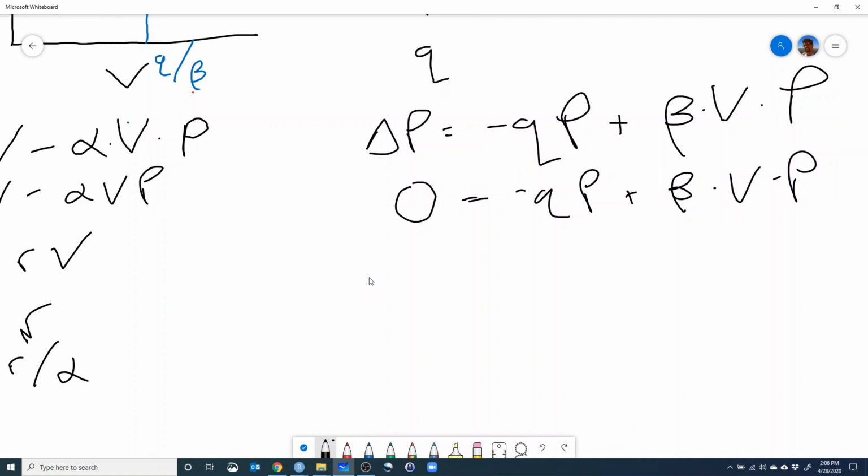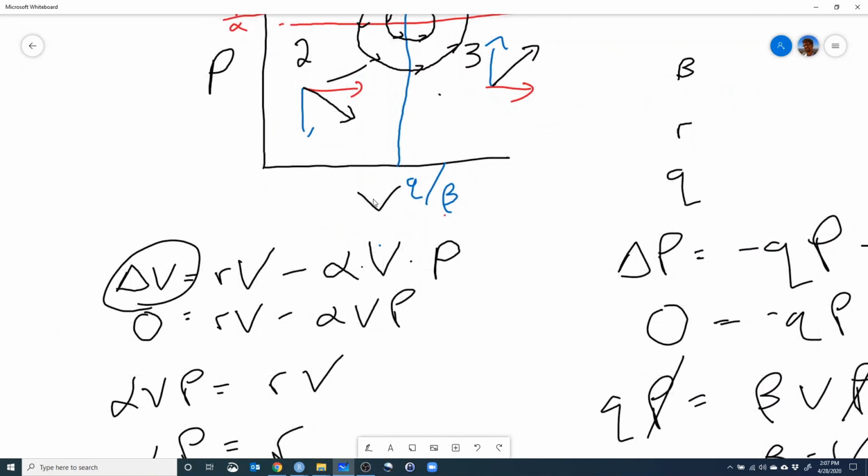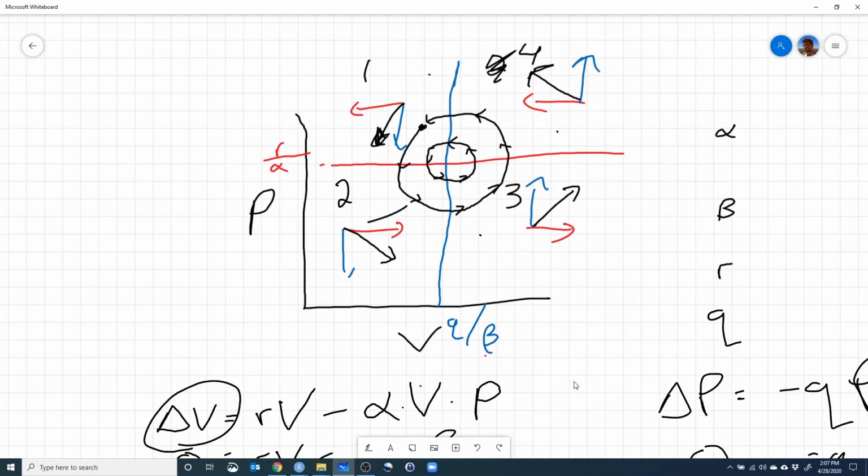And now we can say QP is equal to beta VP. We can get rid of the P's. Q equals beta times V, and V is equal to Q over beta, which is the isocline for the predators. It's whenever the number of victims is equal to Q over beta, and we can see that's what we wrote up here. So that's how we can draw it out.